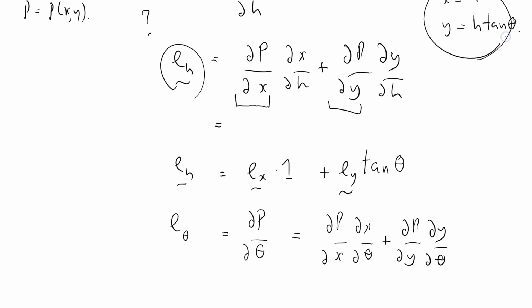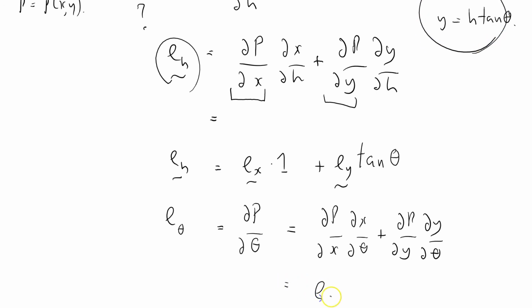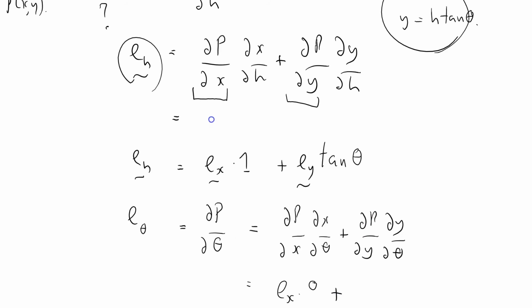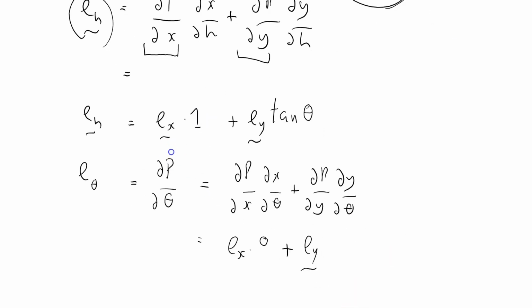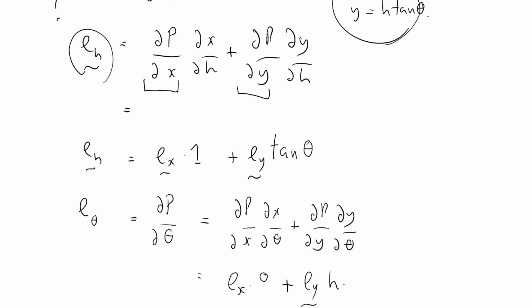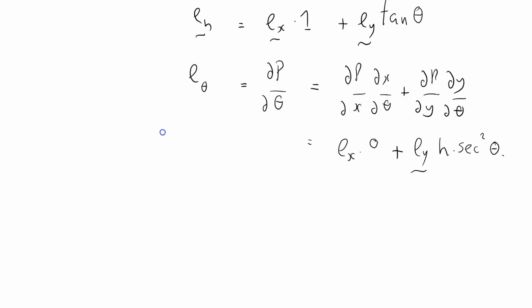And I'm going to use these formulas here. Equals EX times dx/dθ. dx/dθ is just 0. Plus ∂P/∂y, which is just EY, times ∂y/∂θ. This one here is H times the differential of tan theta with respect to theta, which is sec squared theta. So now we've got EH equals EX plus EY.